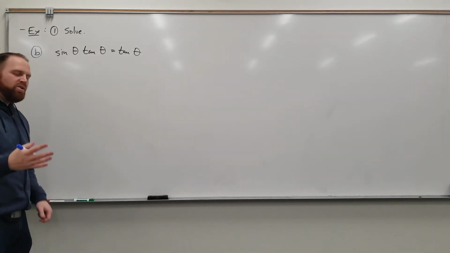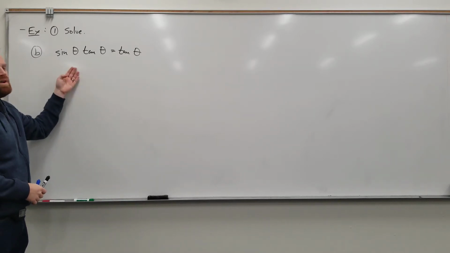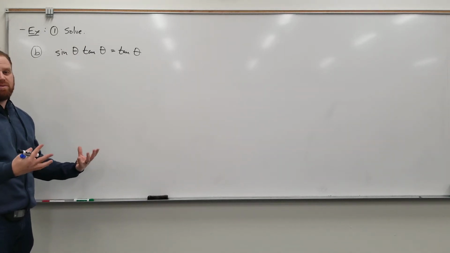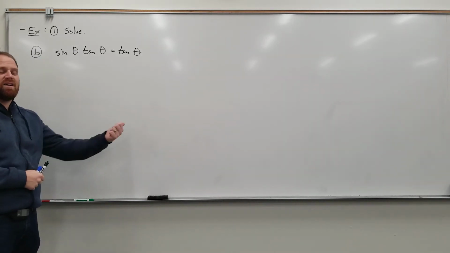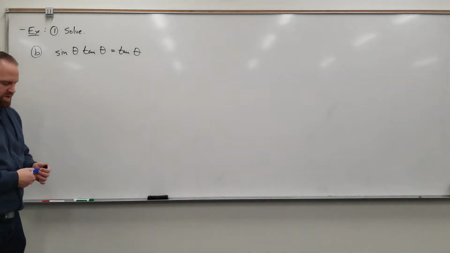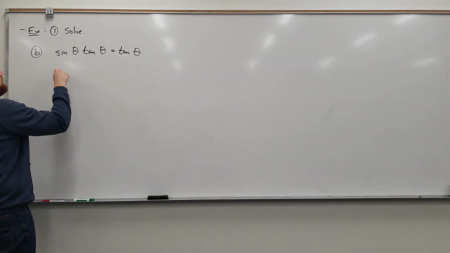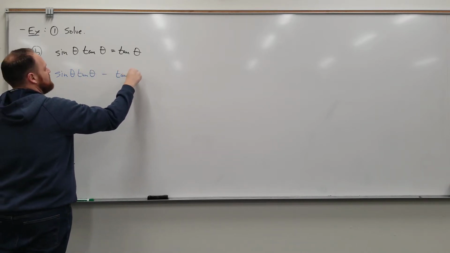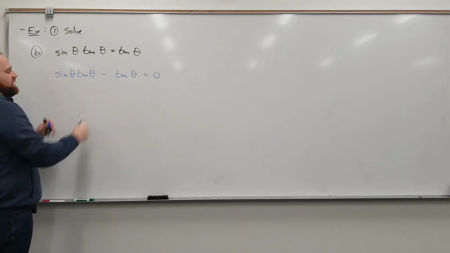A better way to do essentially the same thing is to just move everything over to one side and then factor, okay? That's the more generalizable way to solve equations. That's the way that you solved polynomial equations back in college algebra, Math 35. So that's what we're going to do here. We're going to subtract the tangent theta over to the other side. We would get sine theta tangent theta minus tangent theta equals 0. And now we can factor out a tangent theta.